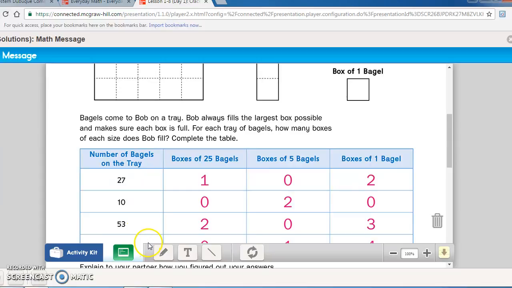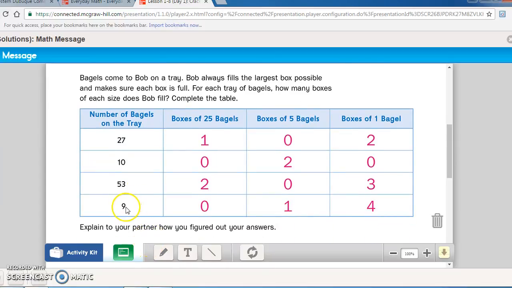And for the final one, 9, well, I won't have any boxes of 25. I will have 1 box of 5, which leaves 4 left over, so I'll have 4 single boxes. So 4 plus 5 gives me the 9.